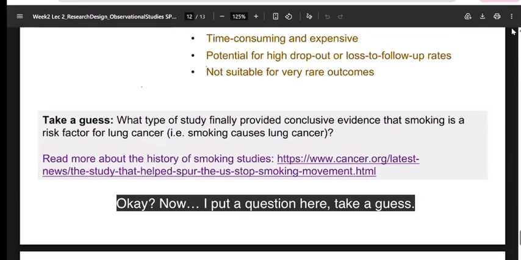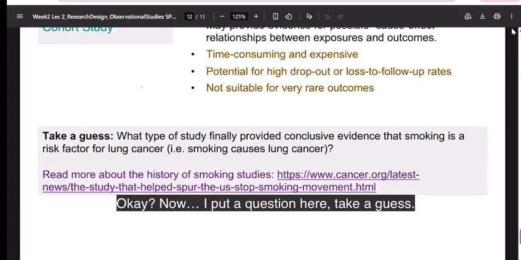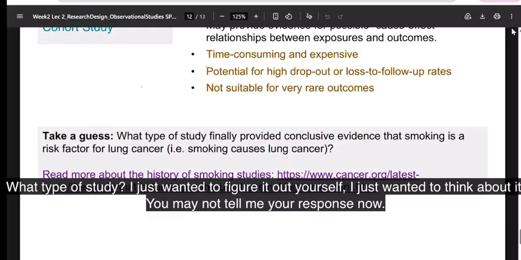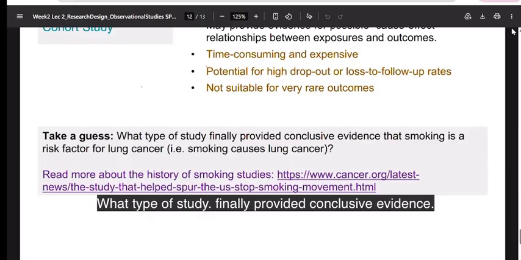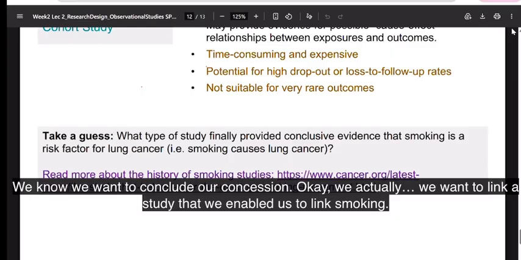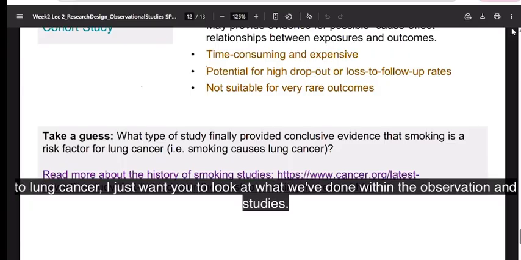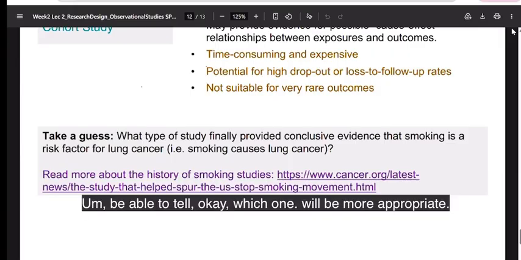Now, I put a question here. Take a guess: what type of study? I just want you to think about it yourself. You may not tell me your response now. What type of study finally provided conclusive evidence that smoking is a risk factor for lung cancer? We want to conclude our conversation by linking smoking to lung cancer. I just wanted you to look at what we've done within the observational studies and tell which one you think will be more appropriate.